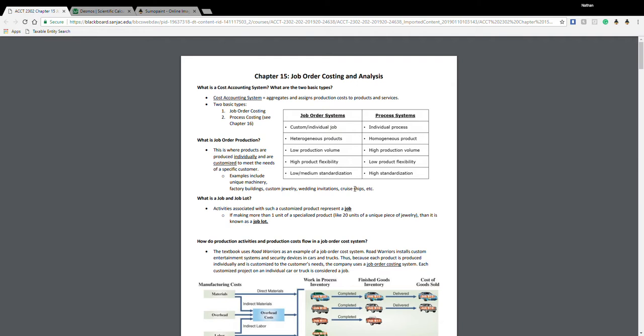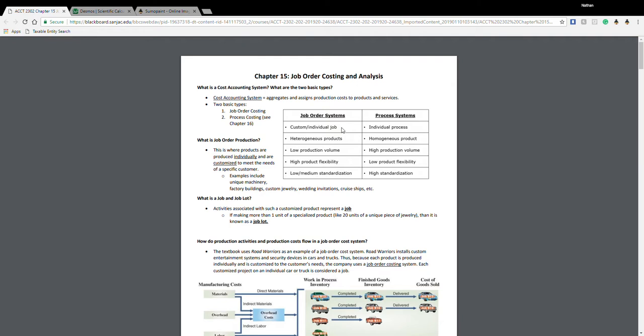Basic stuff we want to know is that they're going to usually be custom and individual jobs. So if you want to think about those, that's pretty much custom jewelry, invitations you find on Etsy, or Pinterest, if you want to use those apps. Buildings, for one, because certain buildings require different customization than others. Probably unique machinery to do stuff. Cruise ships, cars, anything and everything you can customize.